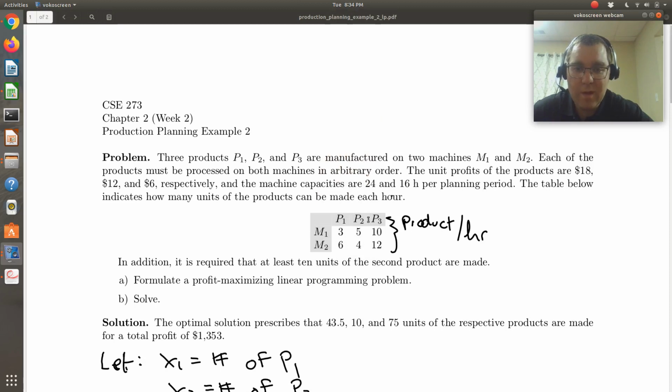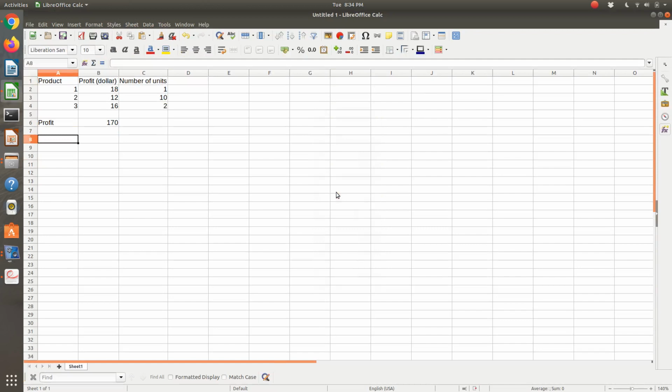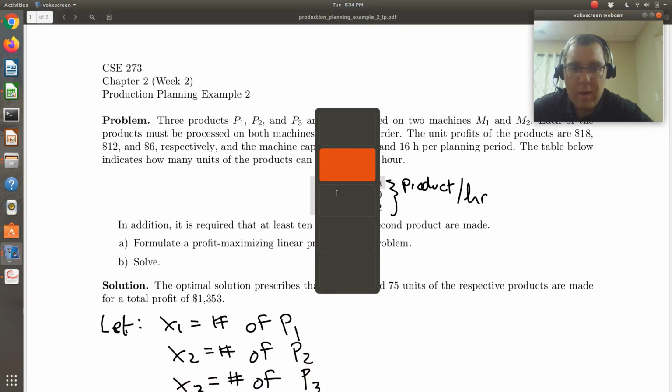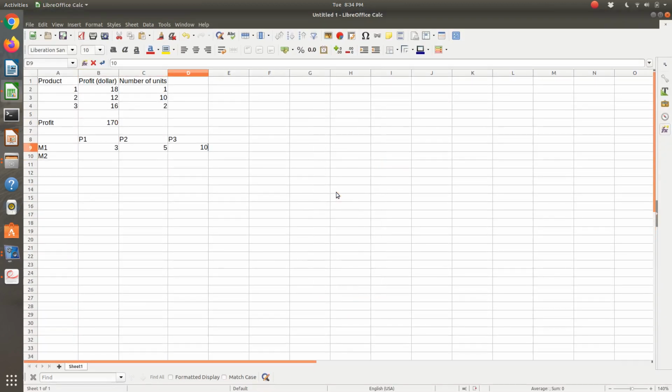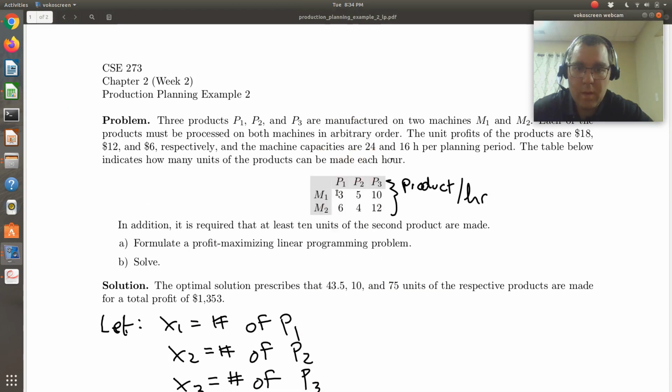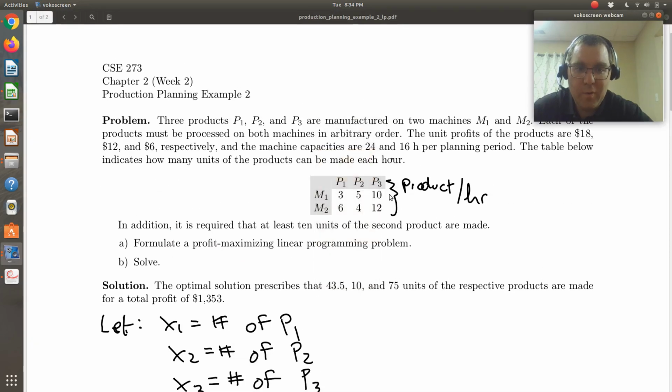Okay, so let me set up this table. So this was products per hour. Yeah, the number of products we could produce per hour on machine 1 and machine 2. Okay, so let's just set that up as is. So okay, so those times are 3, 5, and 10. And machine 2 is 6, 4, 12. Okay, then remember these rates are in products per hour.